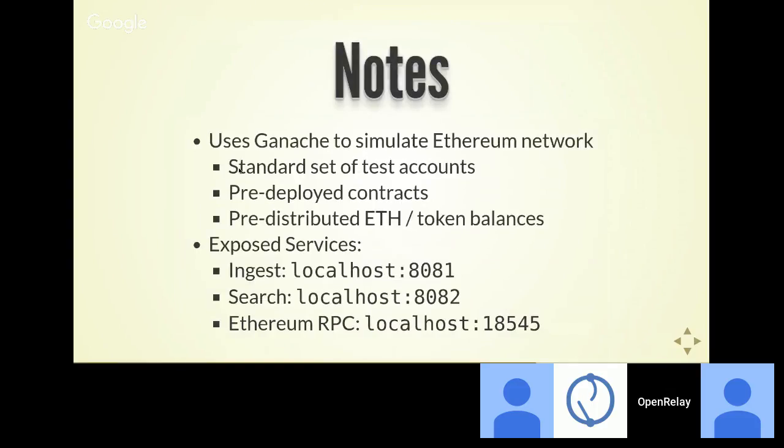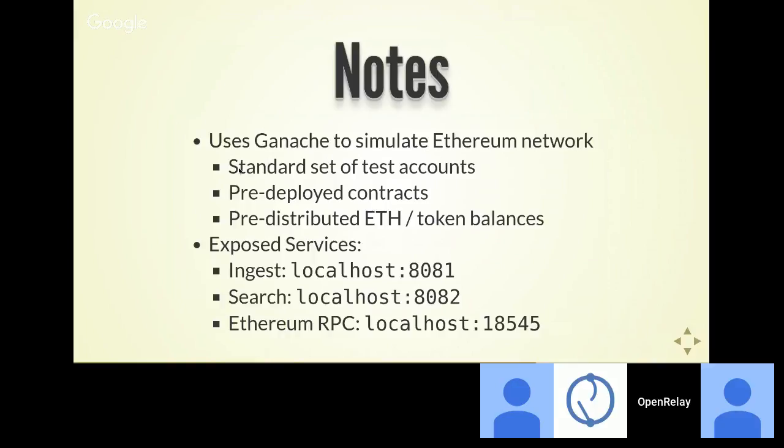Some notes about the development environment. It uses Ganache, which used to be called TestRPC, which is why we call the Docker image TestRPC, to simulate an Ethereum network. The Ganache service that ships with OpenRelay uses a standard set of test accounts. So don't think, oh, hey, I have these private keys, I can use them on mainnet, because everybody else has those private keys too. And we see people doing that. If you look on Etherscan, you will see people trying to use those public keys that ship with Ganache, and people lose a lot of Ether by making that mistake.